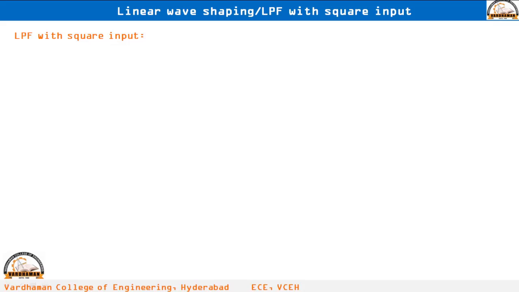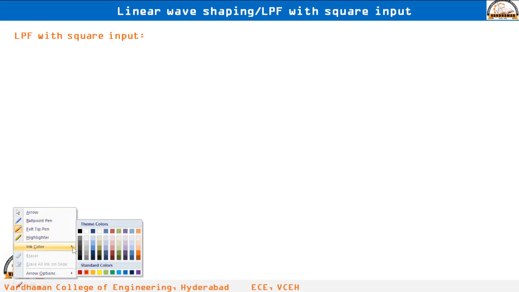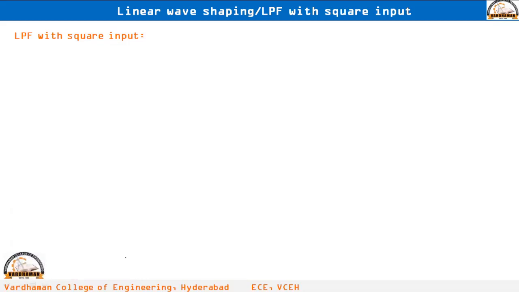Hello everyone. In this video we will see the response of the low pass filter with square input. Till now we have seen the low pass filter output for different inputs. For example, the low pass filter circuit is like this: a series connection of resistor and capacitor, output is to be observed across the capacitor, and input is applied here.